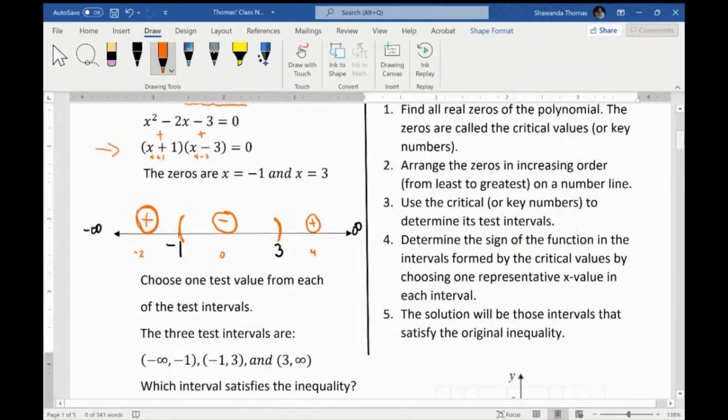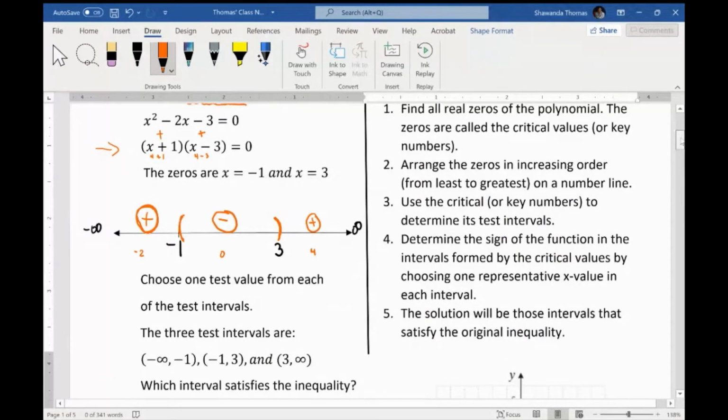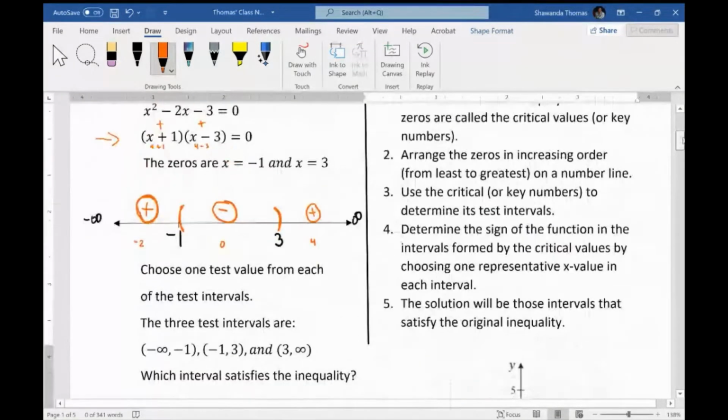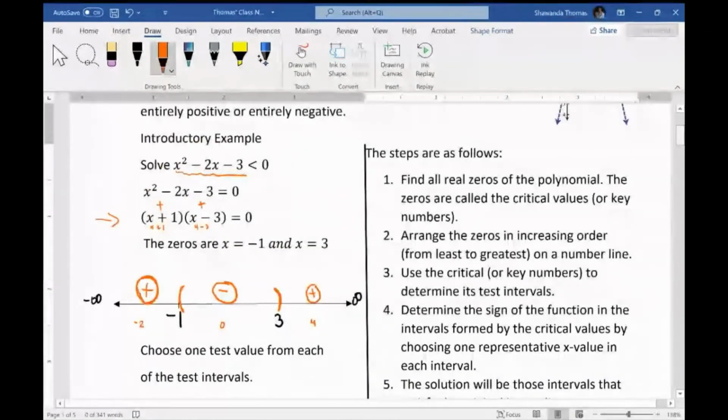Any questions about that first one? We're gonna do more like this. If it had said equal to there, we would have put a bracket instead of a parenthesis, because -1 and 3 are the numbers that would equal 0 if we plugged them in.